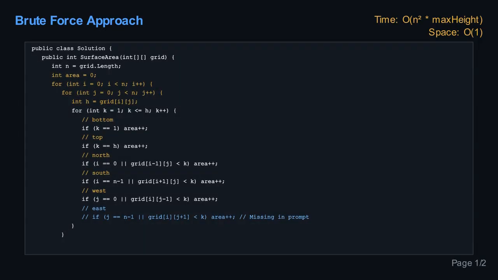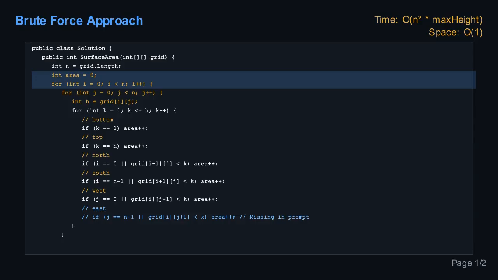The most straightforward, or brute force, way to approach this problem is to think about each individual cube. For every single cube that exists in our 3D structure, we could try to determine if each of its 6 faces is exposed. We would iterate through every cell in our grid, and for each cell, if there are h cubes stacked there, we would then iterate h times, effectively going through each individual cube in that stack. For each cube, we'd check its 6 faces, top, bottom, north, south, east, and west.